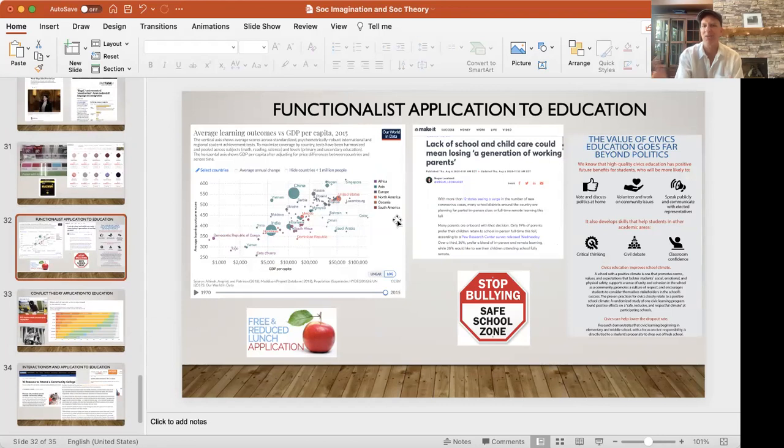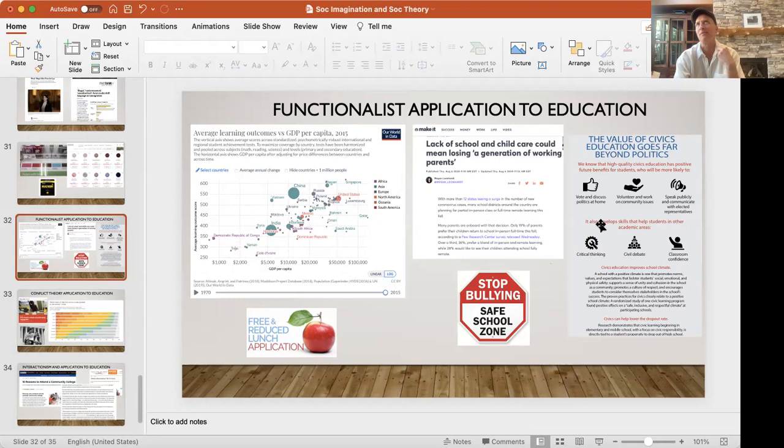Okay, and then we'll talk about thinking about functionalism, application to education. We'll talk about this in class, but you can start to see that from a functionalist viewpoint, making sure that our educational system is operating well, it's functional, it's doing what we ask it to do, because that's not only beneficial to the individual, but it helps create a stronger social world.